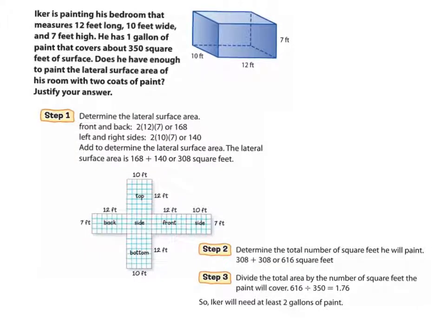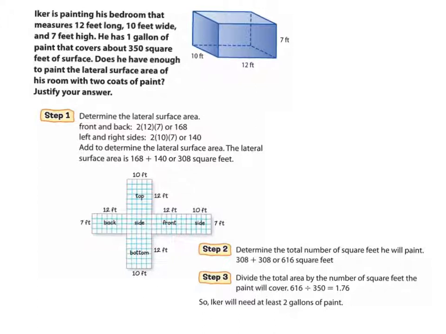Iker is painting his bedroom that measures 12 feet long, 10 feet wide, and 7 feet high. He has a 10-gallon paint that covers about 350 square feet of surface. Does he have enough to paint the lateral surface area of his room with 2 coats of paint? Step 1. Determine the lateral surface area.